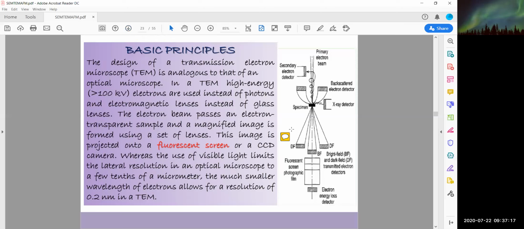Okay, the basic principle, you can see here, it's very clear from this one. We have the electron gun. I told you earlier, it's similar to the SEM. We have the electron gun, and the primary electron beam comes from here. And then secondary electron detectors, X-ray detectors, backscatter electron detectors are embedded in the TEM as well. And then we have bright field, dark field images. So it's not that simple like SEM. It's a bit complicated compared to SEM. But we have a similar geometry.